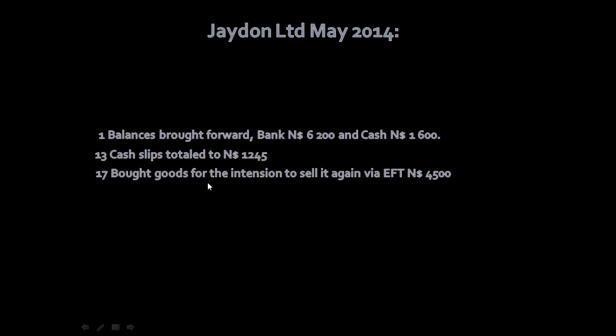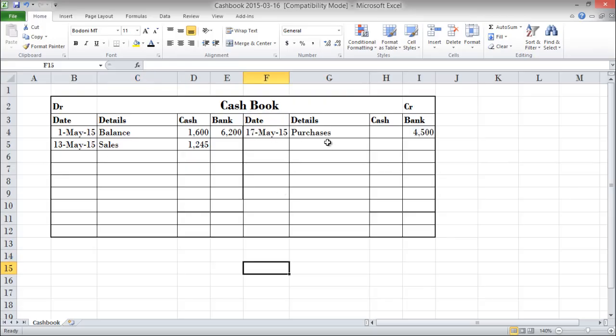Goods bought for the intention to sell it again via an EFT, 4,500 on the 17th. Now goods bought for the intention to sell again, or goods bought for resale, we will classify this as purchases. And this was done by an EFT, so this will come on the credit side. There we go. On the 17th, purchases 4,500 on the credit side.